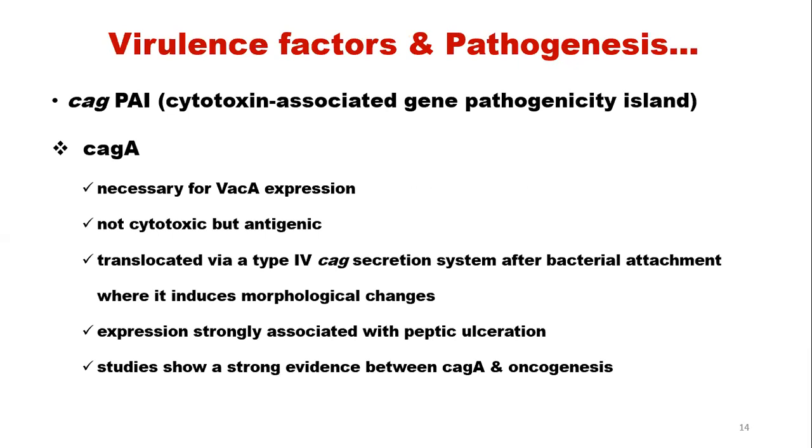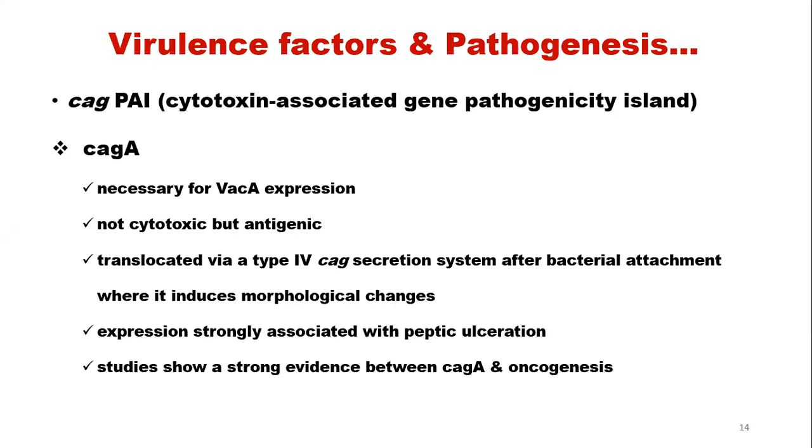The CagA pathogenicity island, that's what the PAI stands for. The CAG stands for cytotoxin-associated gene. Then the PAI is the pathogenicity island. This genetic component is responsible for the production of CagA. The CagA is necessary for VacA expression, and we've already explained what VacA does. CagA is not cytotoxic, but it is antigenic. So we can actually screen for antibodies towards CagA in patient samples.